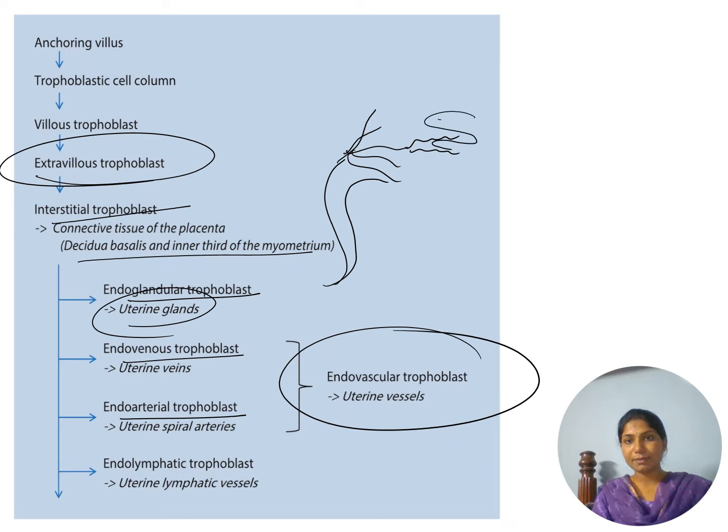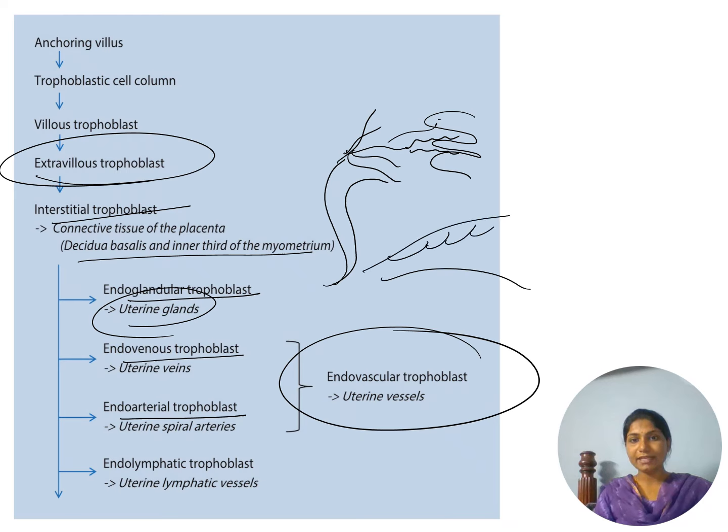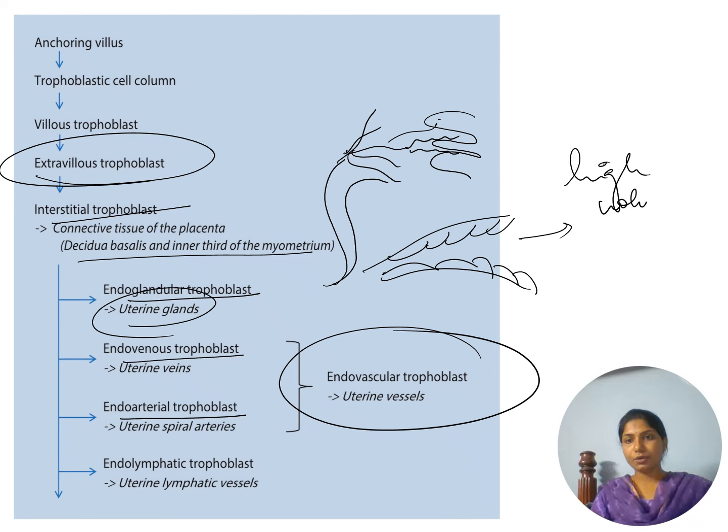So these are present at the intervillus space. These spiral arteries are lined. So this is a spiral artery, and it is lined by something called the endovascular trophoblast. This endovascular trophoblast will convert the maternal vessels from a high resistance, low volume circulation into a high volume, low resistance circulation.